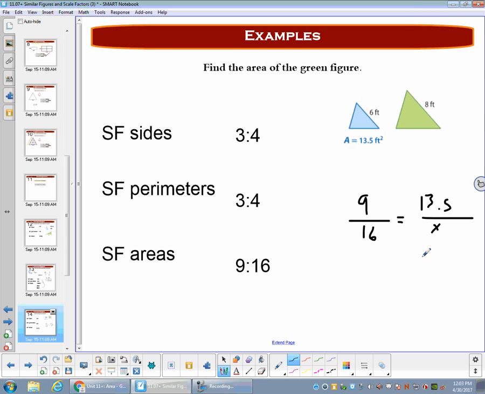And now we cross multiply. 16 times 13.5 equals 9x. And then divide by 9. And x equals 24. And that's it. The area of this green one is going to be 24 square feet. All right. Hopefully that's making sense.